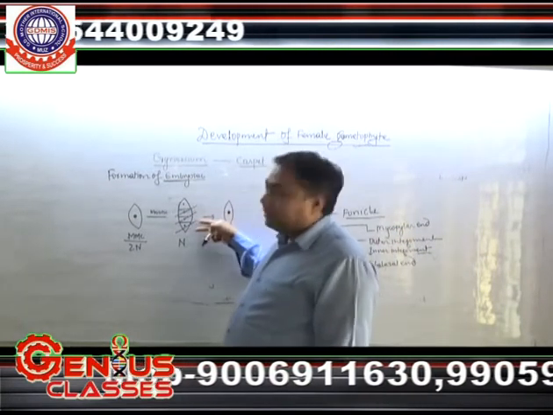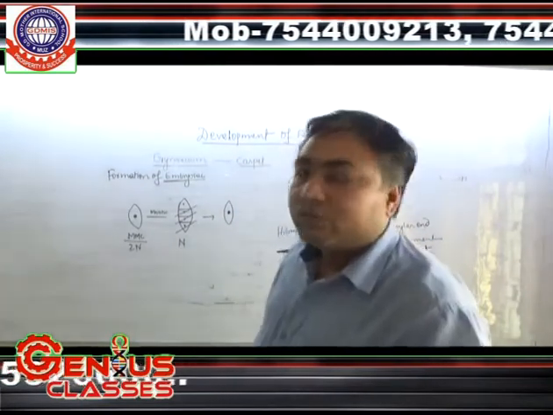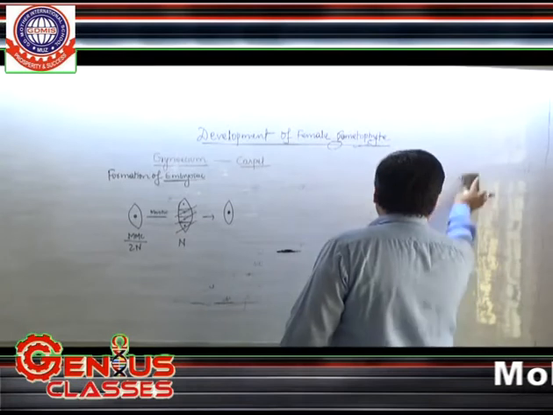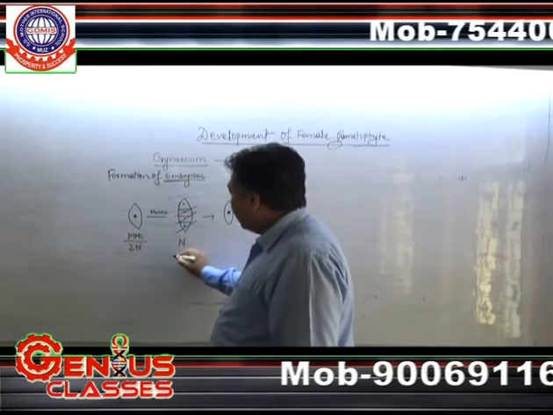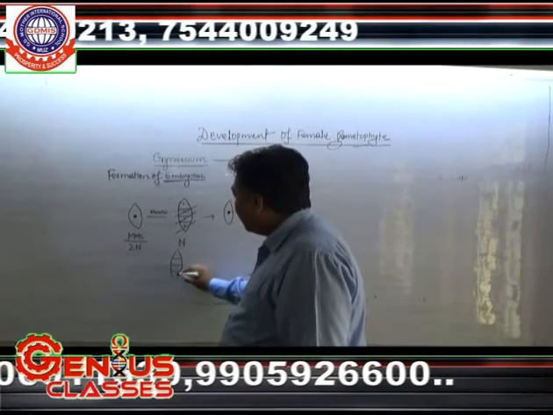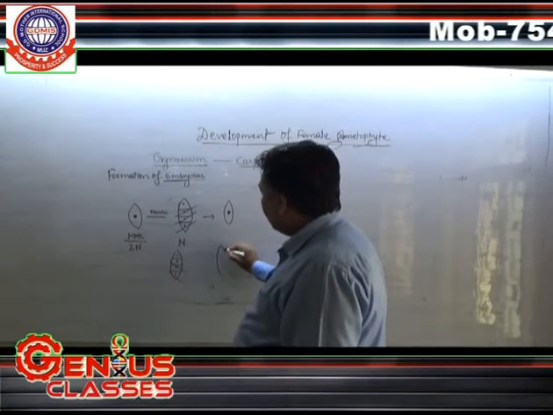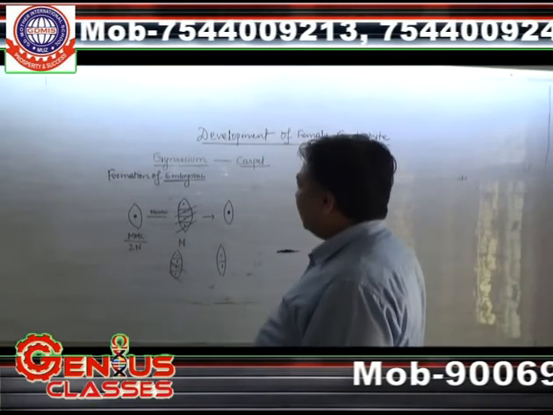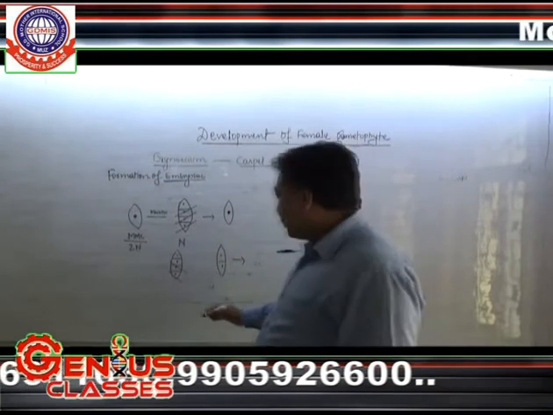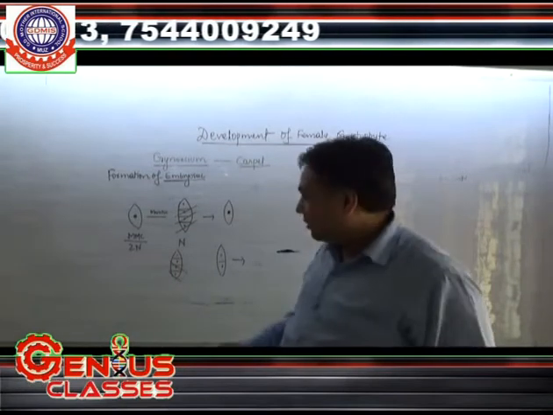If 2 degenerate and 2 start the process of embryo sac formation, then it is called bisporic embryo sac formation. So this is the case when two degenerate and 2 play the role in formation of the embryo sac; that is bisporic. When all 4 play the role, it is called tetrasporic.